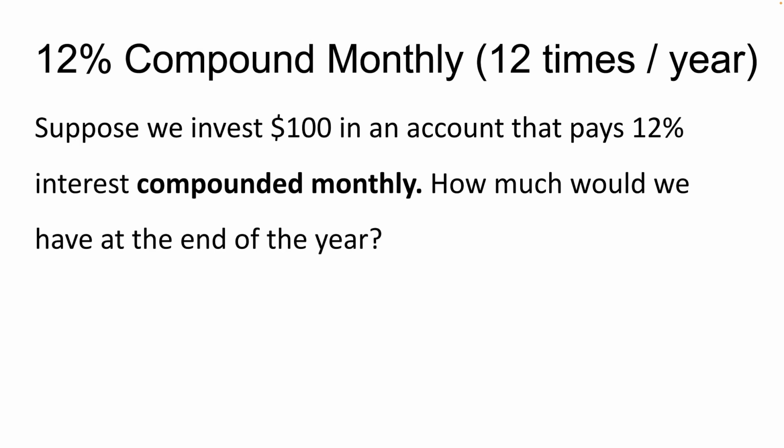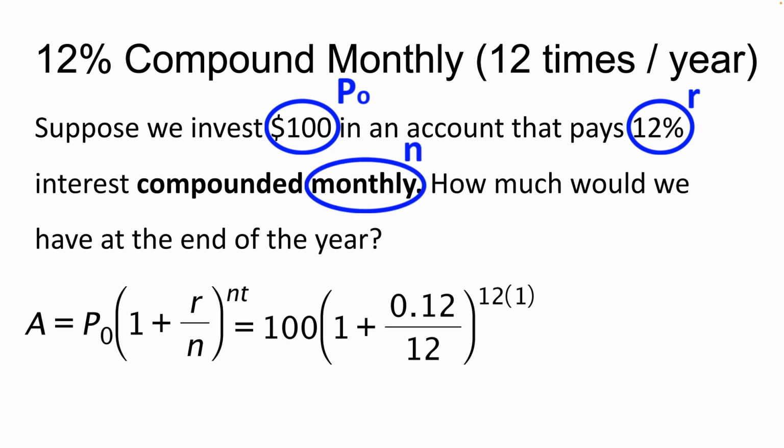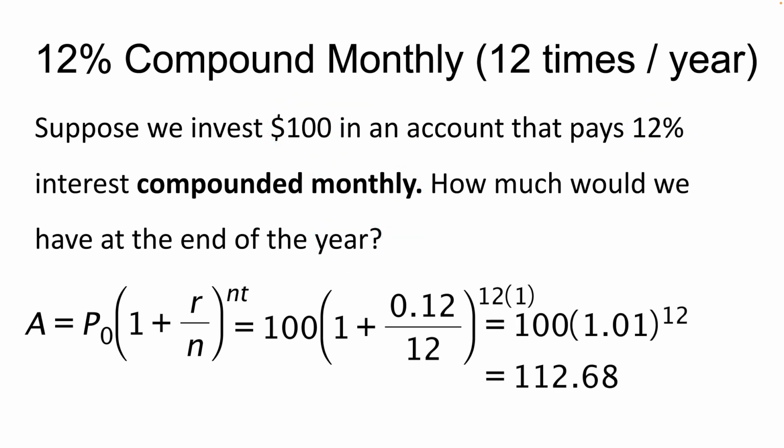Now let's take a look at the account that pays 12% interest compounded monthly, or 12 times per year. Once again, we need to use our compound interest formula, A equals P naught times 1 plus R over N raised to the NT. Our principal is still 100 times 1 plus R, 0.12. In this case, N is now 12 since interest is compounded monthly, raised to the 12 times 1 since N is 12 and T is 1 year. Using our calculator, this gives us $112.68 at the end of the year.